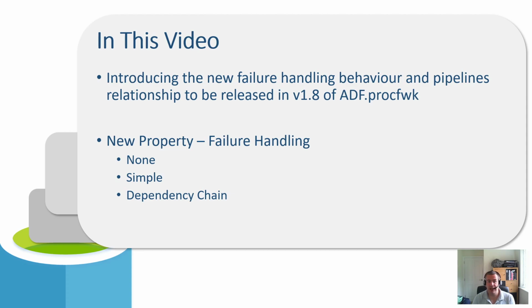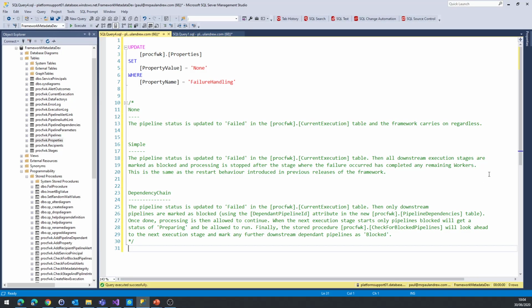And really this now takes the form of a new property that we've got in the properties table of the metadata database. And this property is called failure handling. So what I want to do is show you the three values for that new property, the definitions, what they mean, and then demonstrate how that actually affects our pipeline and worker executions. So let's get into it and let's dive straight into Management Studio.